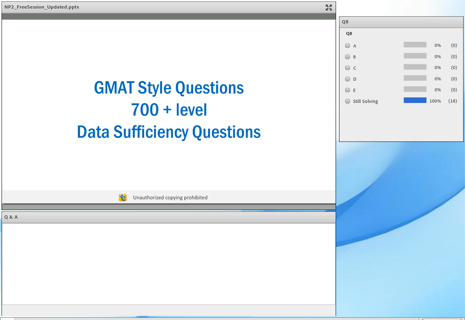What's PS and DS? PS is problem solving. It's a type of question that you get on GMAT Quant. DS is data sufficiency.